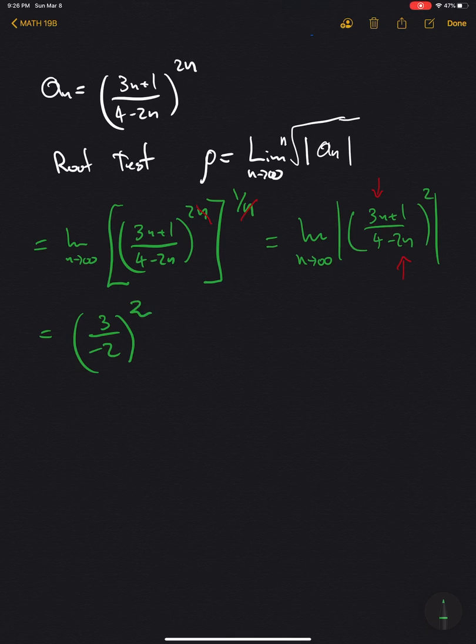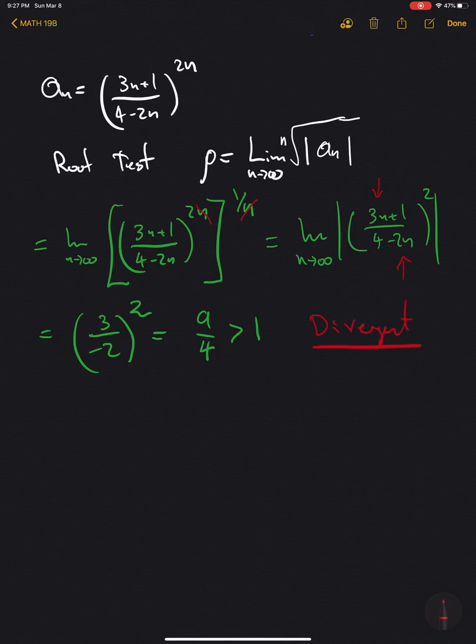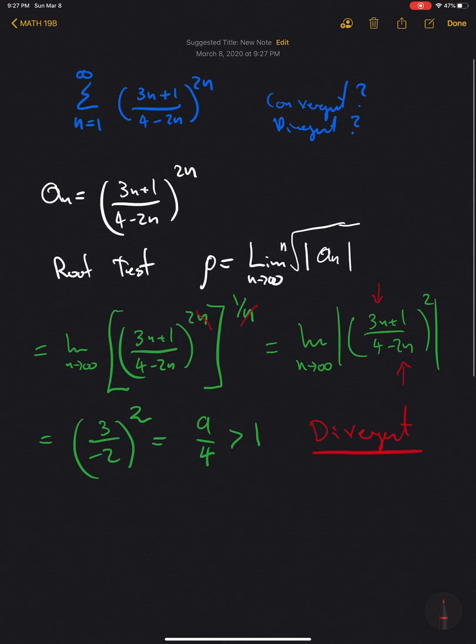And then we have the square over here, so this will end up being 9 over 4. That is the limit for that expression. The root test tells me that if that limit is bigger than 1, then the original series is going to be divergent. In other words, since rho is bigger than 1, the original series is divergent by using the root test.